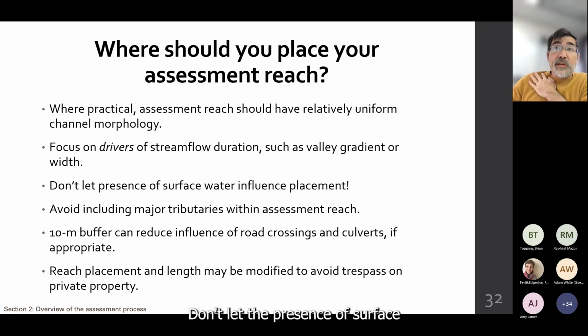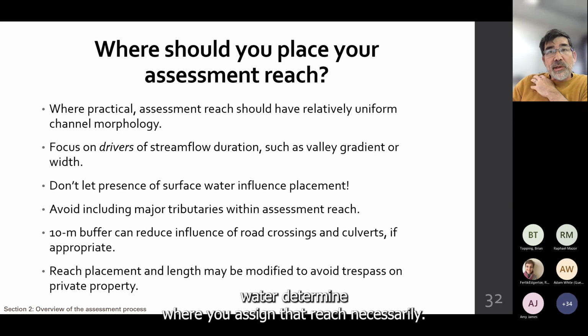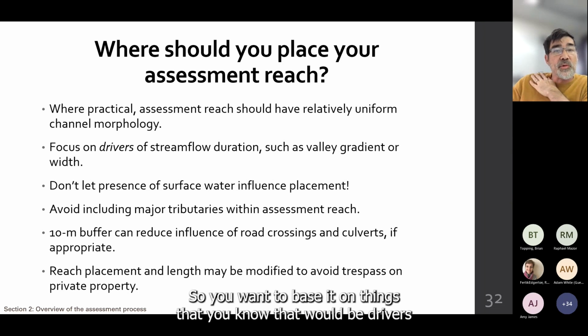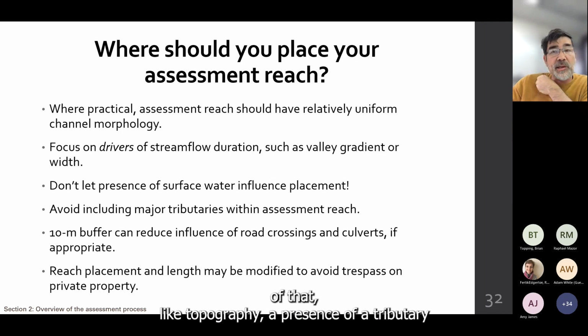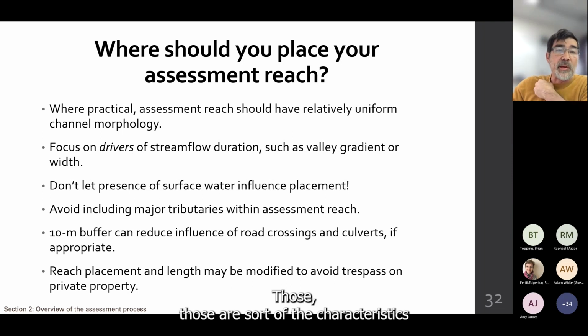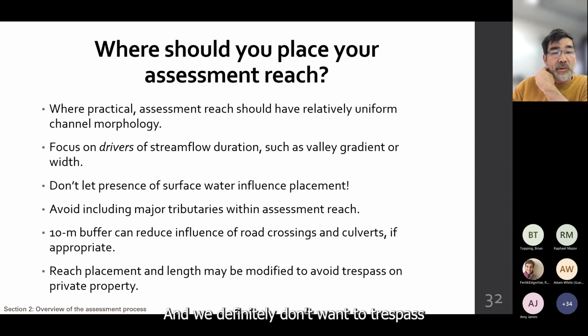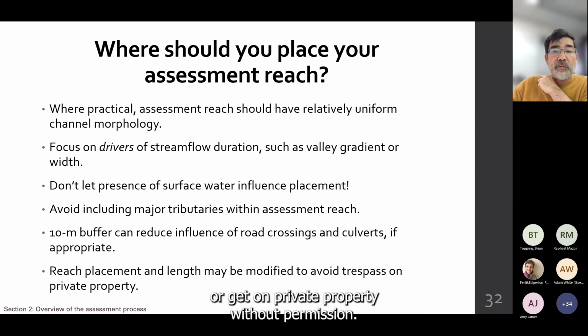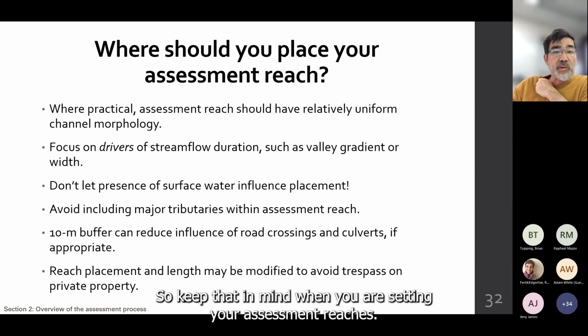Don't let the presence of surface water determine where you assign that reach necessarily. You want to base it on things that you know would be drivers of that, like topography, the presence of a tributary coming into a stream, or a pipe that's discharging water. Those are the characteristics that you want to use to set your assessment reaches. And we definitely don't want to trespass or get on private property without permission. So keep that in mind when you are setting your assessment reaches.